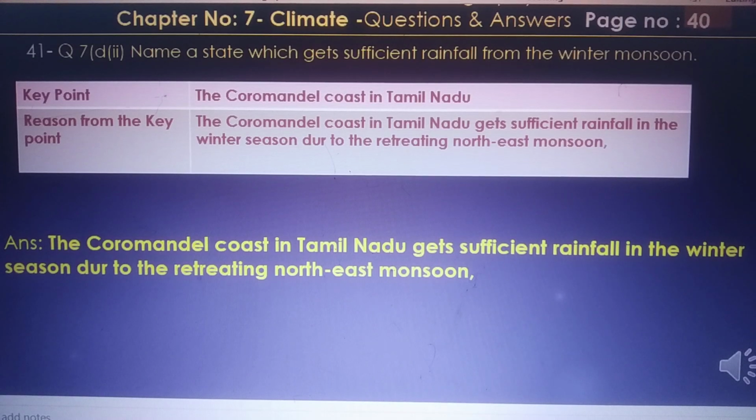Question number 41. Name the state which gets sufficient rainfall from the winter monsoon. The Coromandel coast in Tamil Nadu. The Coromandel coast in Tamil Nadu gets sufficient rainfall in the winter season due to the retreating northeast monsoon.